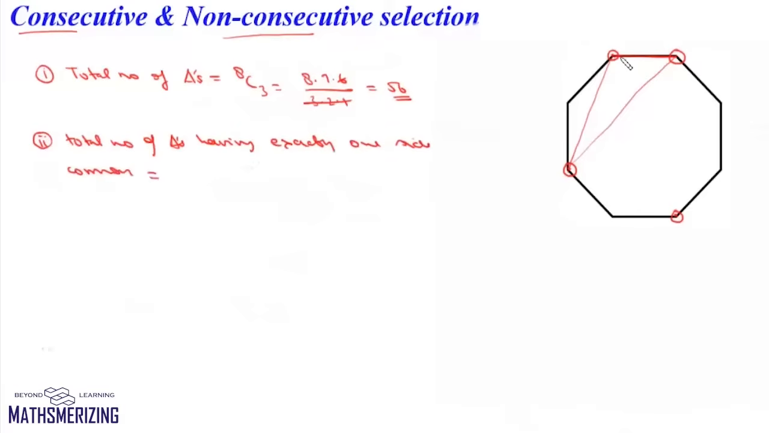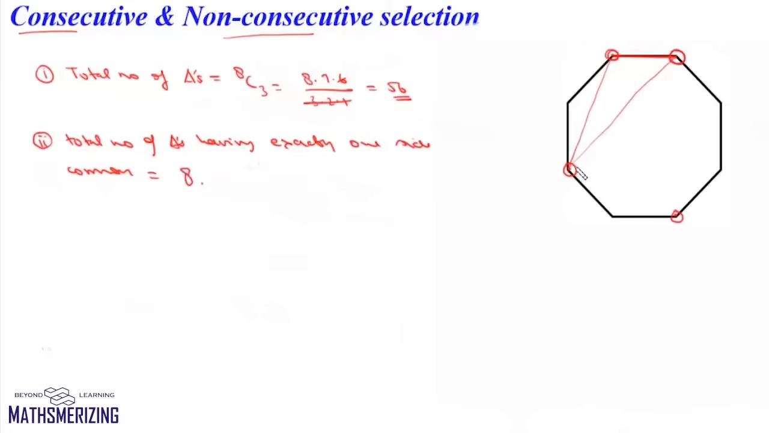So first we need to select two consecutive vertices. We know that on a circle, if there are n objects and we have to select r consecutive objects, it can be done simply in n ways. These 8 vertices on this octagon are arranged on a circle, so the total number of ways in which we can select two consecutive vertices is simply 8.